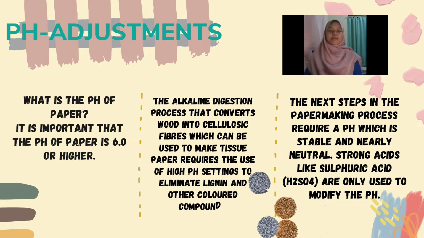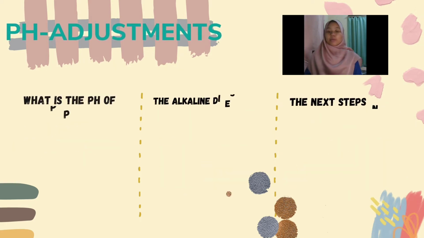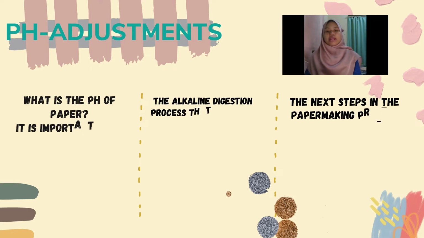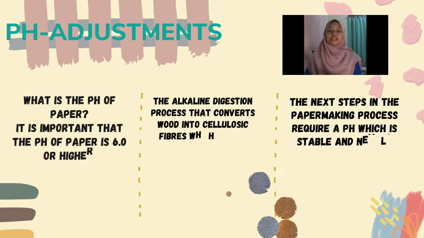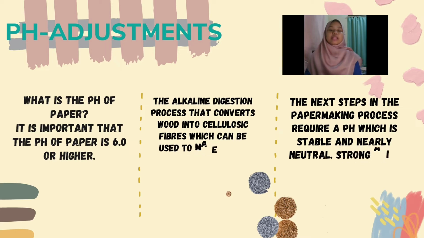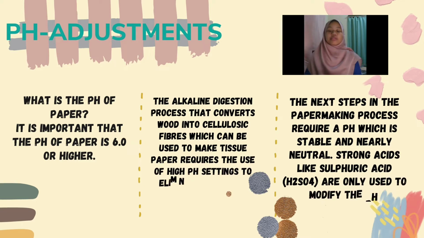the alkaline digestion process that converts wood into cellulosic fibers that can be used to make tissue paper requires the use of a high pH setting to eliminate lignin and other color compounds. So, it requires a pH that is stable and nearly neutral. Then, we can use some strong acid like sulfuric acid that is only used to modify the pH.